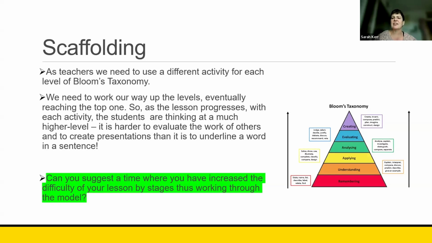Can anybody suggest in the text box or verbally how they have used scaffolding or supported perhaps weaker attainers to move them up the tiers of Bloom's taxonomy? What strategies do you use in your classroom?